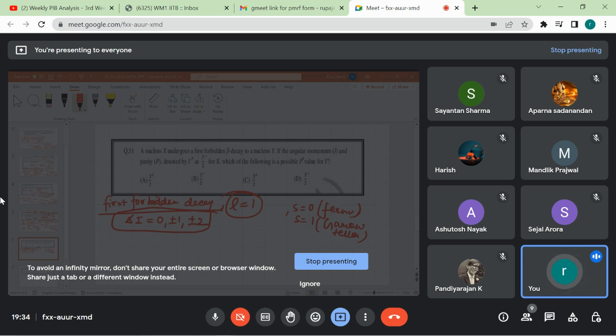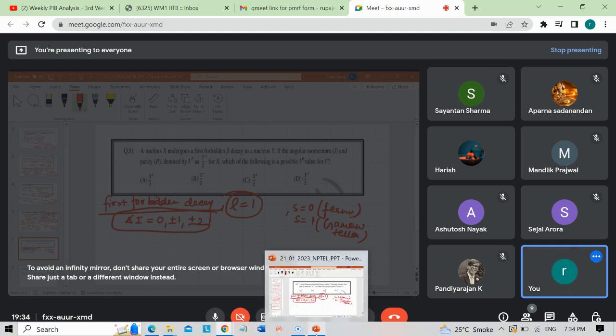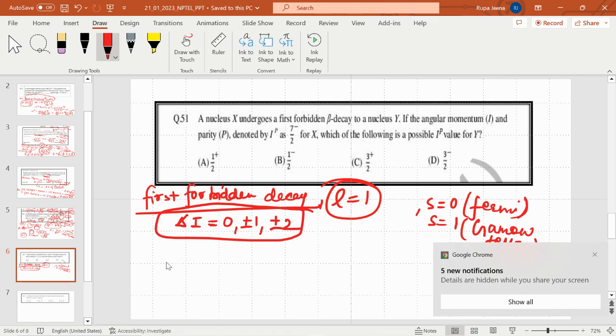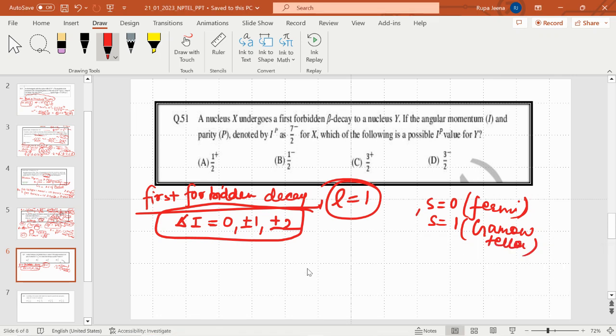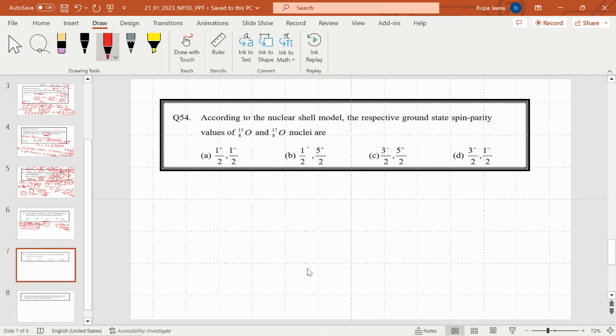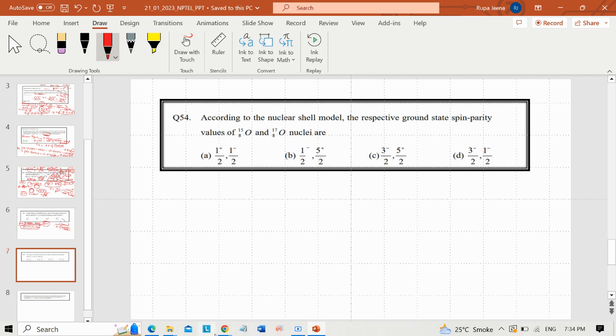But I told you the change in the angular momentum should have value 0, plus minus 1 or plus minus 2. Only these three values it can take. But with 1 by 2 it is taking plus minus 3. So that means it is not correct. If you see for C, 7 by 2 minus 3 by 2 is 4 by 2, which is equals to 2. And parity is changing. That means the answer is C. Clear to everyone?